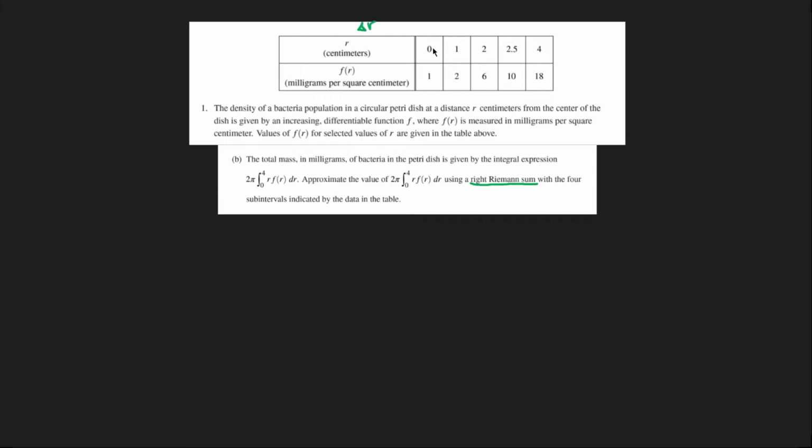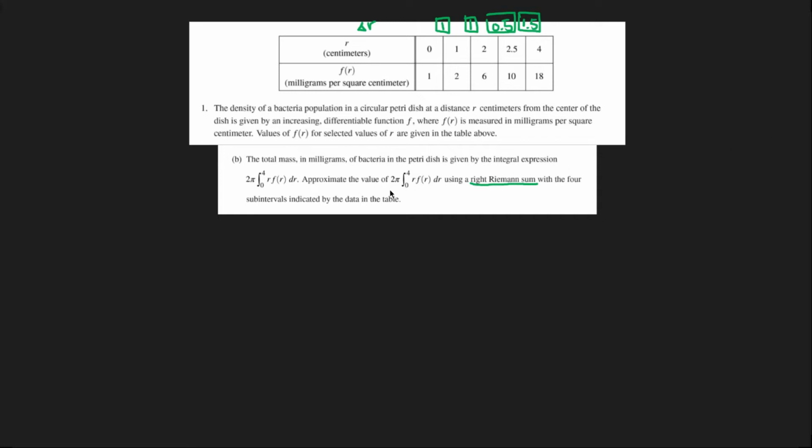So 0 to 1, that's going to be 1, and I'll write a box around it. 1 to 2, that's going to be 1 again. 2 to 2.5, 0.5. And then 2.5 to 4, which is going to be 1.5. So there we have all of the widths of the subintervals that we'll be working with.